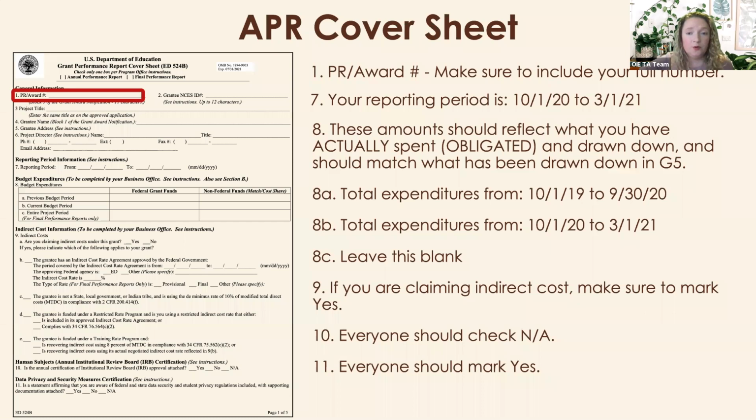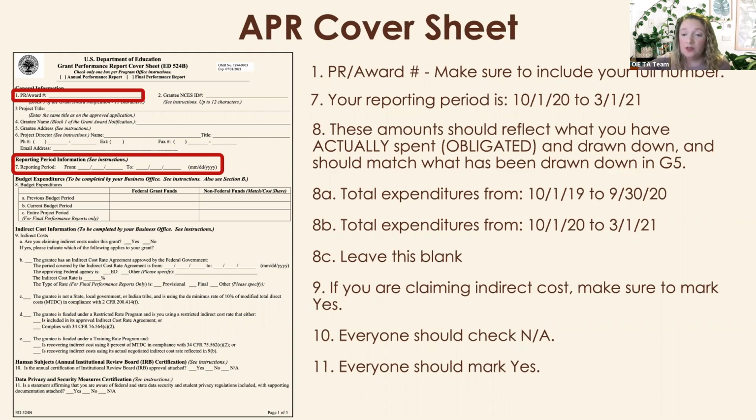So as we go through, some of the particularly important parts here are your PR award number. Make sure you're using the correct PR award number for whichever award you're working on. I know some of you have multiple awards, so you'll just want to make sure you're using the right one for each thing. Next up is this reporting period information. You want to make sure that you're putting in the appropriate reporting period.